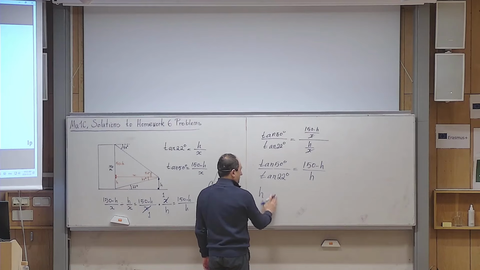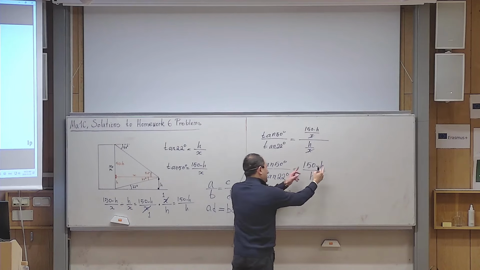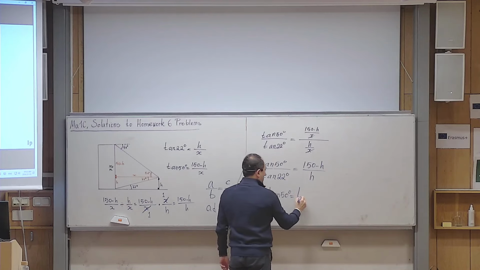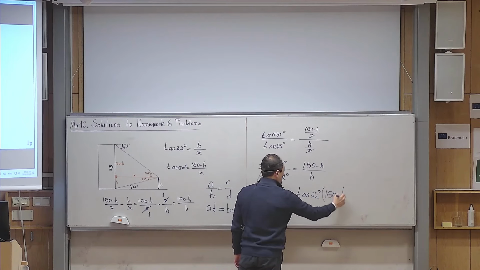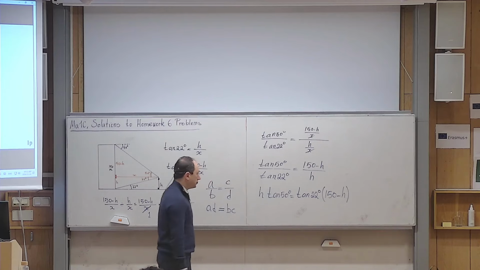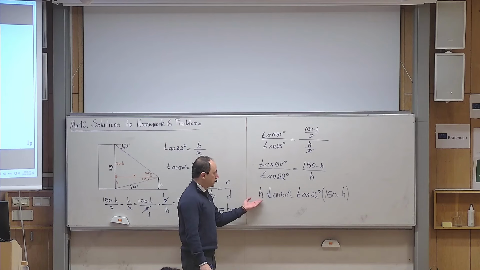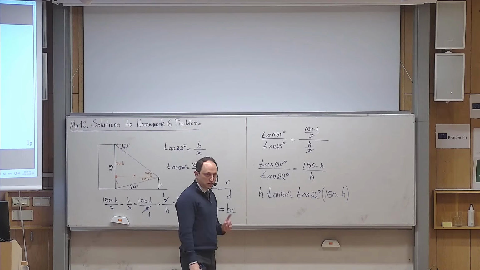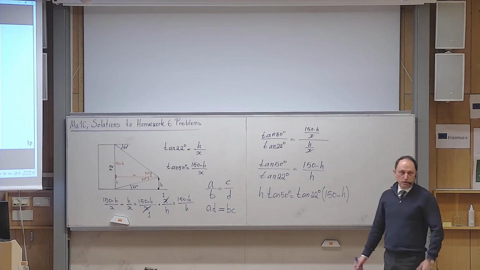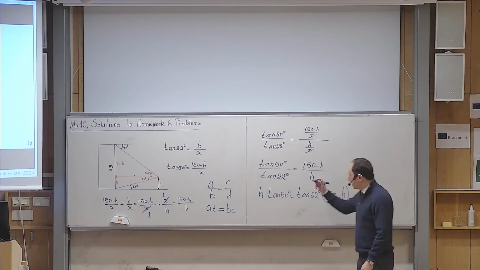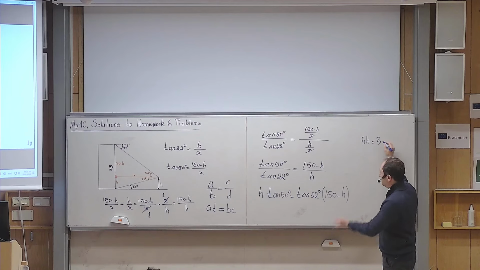So this means that h times tangent 50 degrees is equal to this multiplied by that. So it becomes tangent 22 degrees times 150 minus h. Some of you might get confused. You think that, oh, this is a very hard problem, but it is not. Why? Tangent 50 and tangent 22 are just numbers. Let us say this is 5, so it becomes 5h. Let us say this is 3. I don't know, but let us assume.